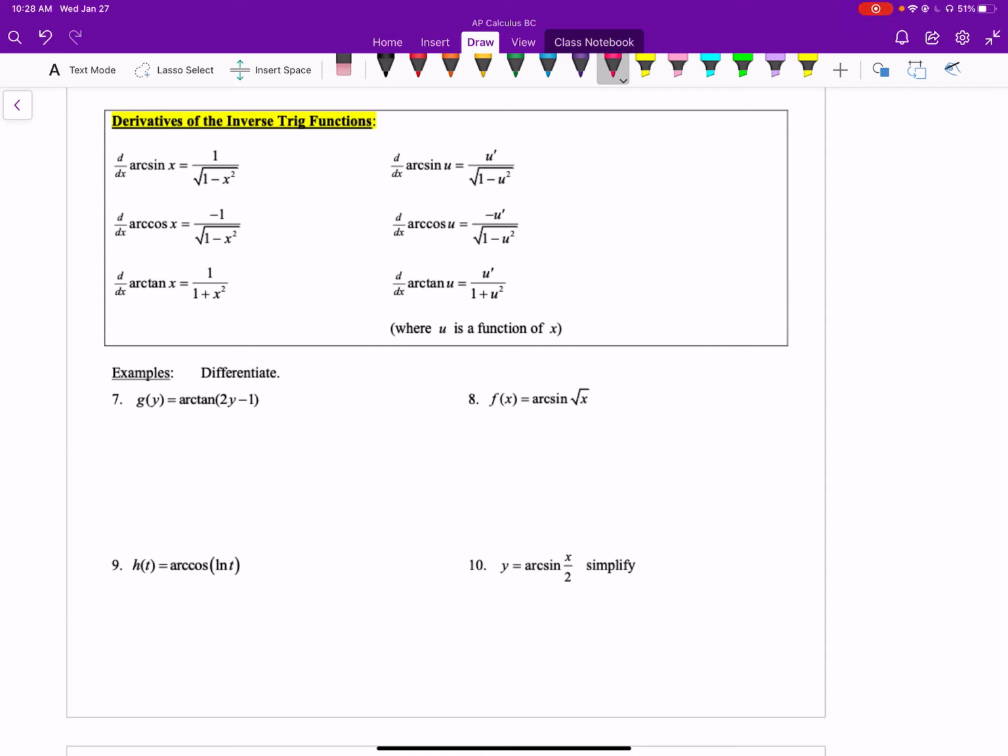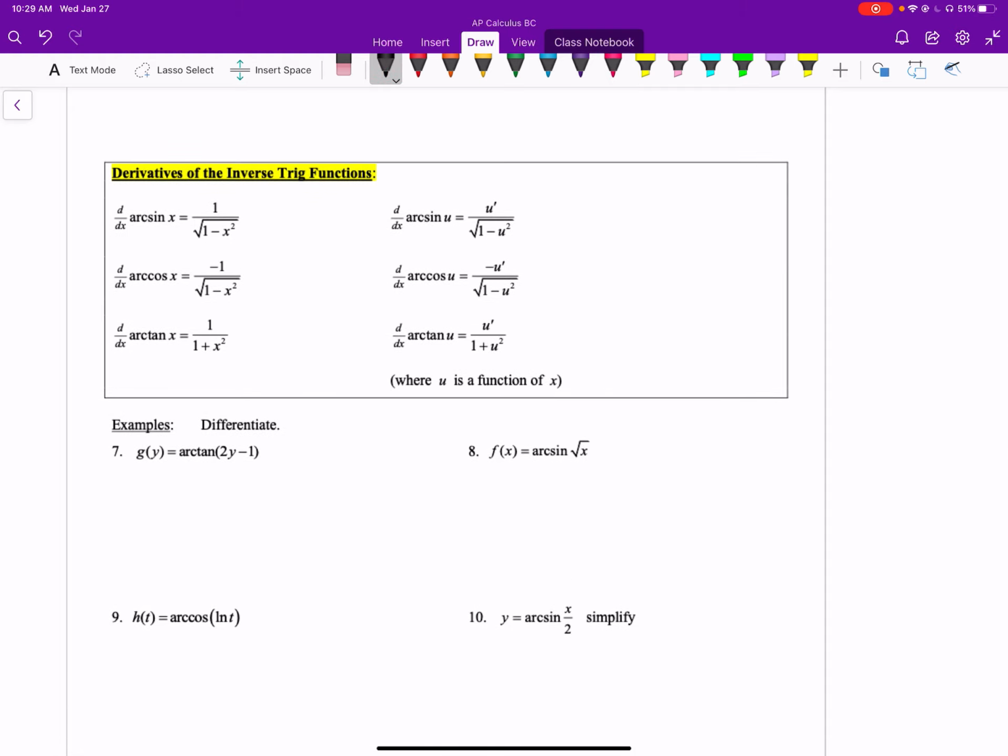This is the video for 6.2, inverse trig functions. In this video, I'm going to go over the differentiation, or our derivatives, for inverse trig. If you need a refresher on inverse trig, there's a video already posted in Canvas for you to watch that goes through examples 1 through 6. I'm going to go through examples 1 through 10. So we're going to differentiate, we're going to take derivatives of inverse trig.